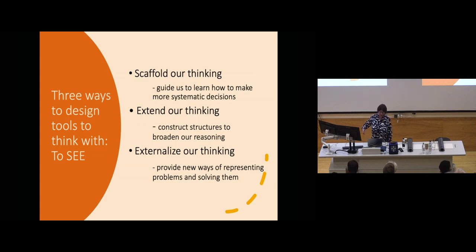So scaffolding, by this I mean guiding us to learn how to make more systematic decisions, so that we're not being rash, like system 1 thinking. Extending our thinking is how do we construct structures to broaden out our reasoning and explore new directions. And externalizing our thinking is to think about how we might provide new ways of representing problems and solving them.